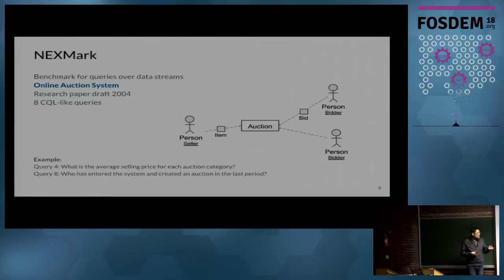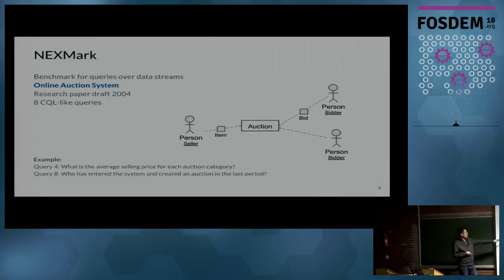This is nice because it's really easy to explain as a business case, and it's really rich in the sense that we can express a lot of queries around this. So things like what is the average time that it takes for an auction to complete, or stuff like that. So it's kind of nice.